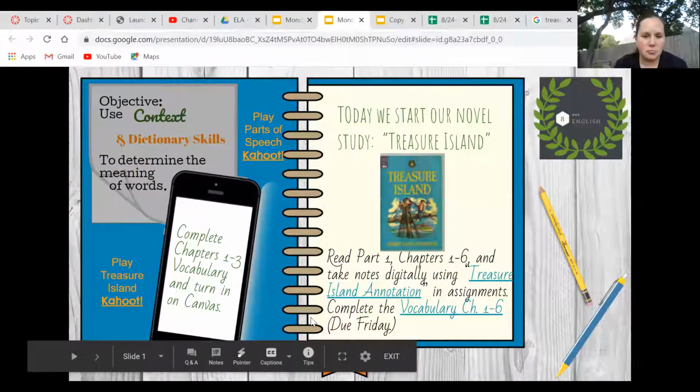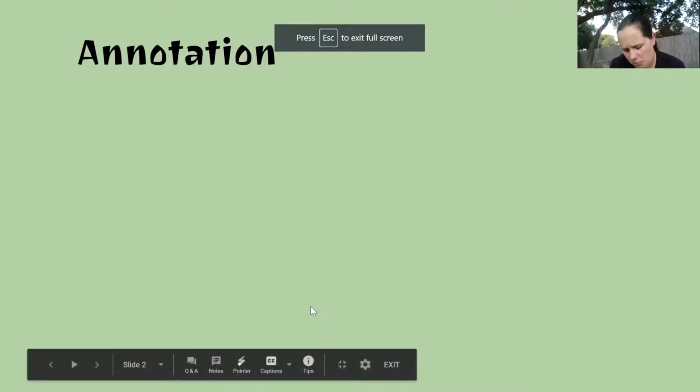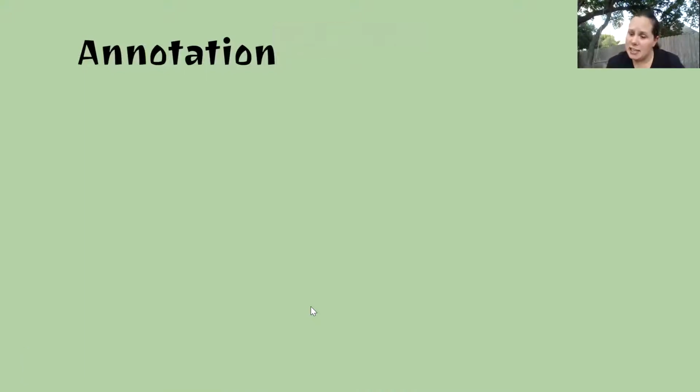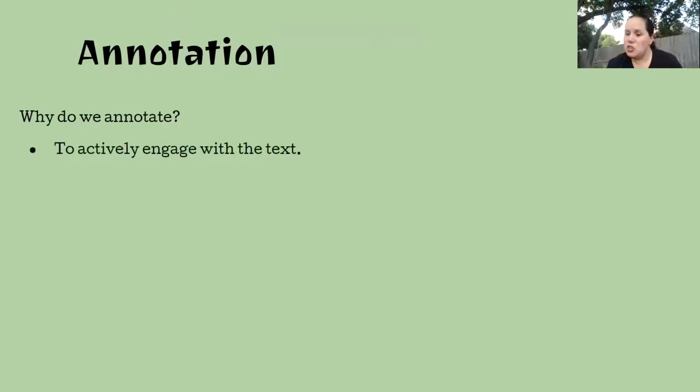So if you remember last week, we were talking briefly about annotating and why do we do it, how do we do it, and so forth. So why do we need to annotate? You need to do that so that you can engage with your text. You can ask questions, you can find your answers, you can find meaning to unknown words, you can explore characters. It's going to help you focus on what you're reading.